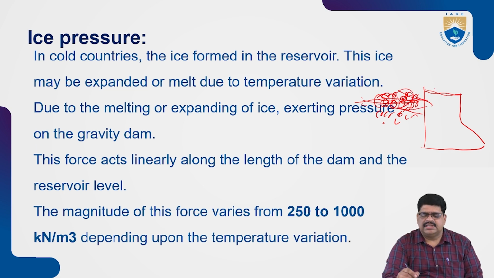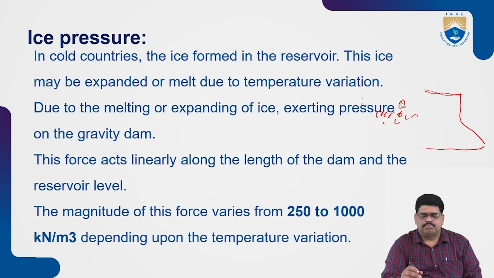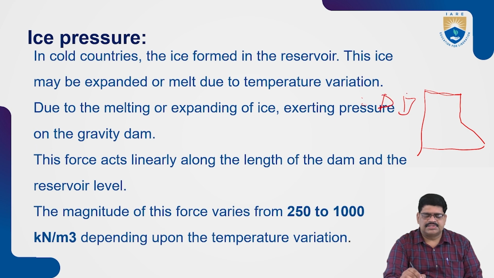Previously we have also seen that wave pressure affects the top. But here, the topmost portion of the dam will be affected due to ice. Icebergs can form here and bombard the top portion. So the topmost portion can be affected, and this can also weaken the top portion of the dam.